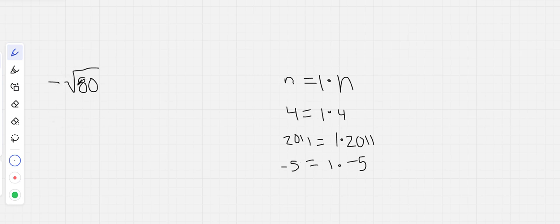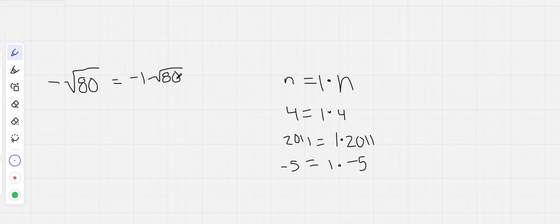Here we have negative square root of 80. We can also rewrite that as negative 1 times the square root of 80, just to help us with recognizing the two separate expressions here. So we're going to just focus on the radical first.